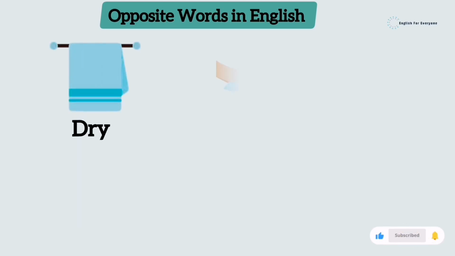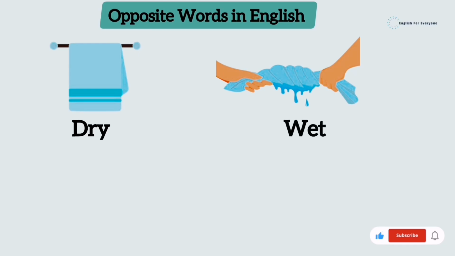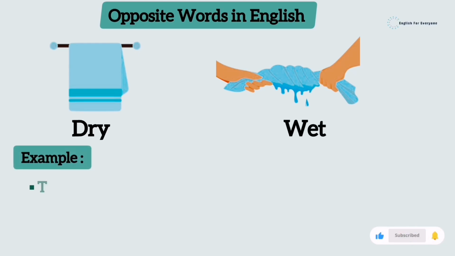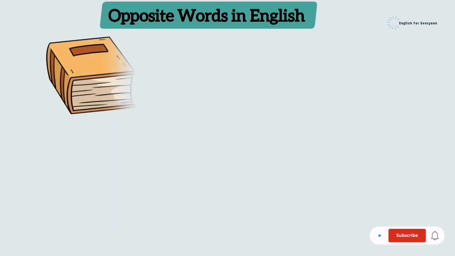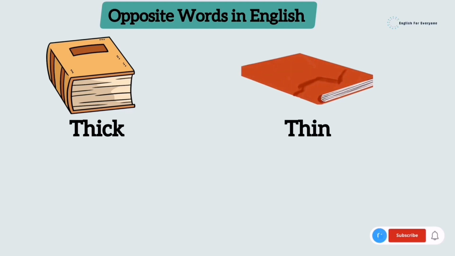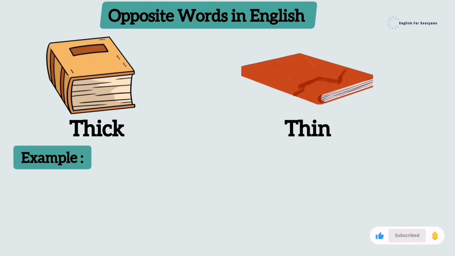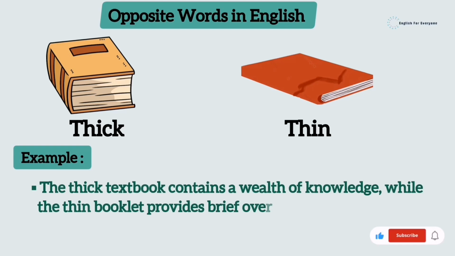Dry, wet. The towel was dry before I used it, but now it's wet after drying my hands. Thick, thin. The thick textbook contains a wealth of knowledge, while the thin booklet provides a brief overview.